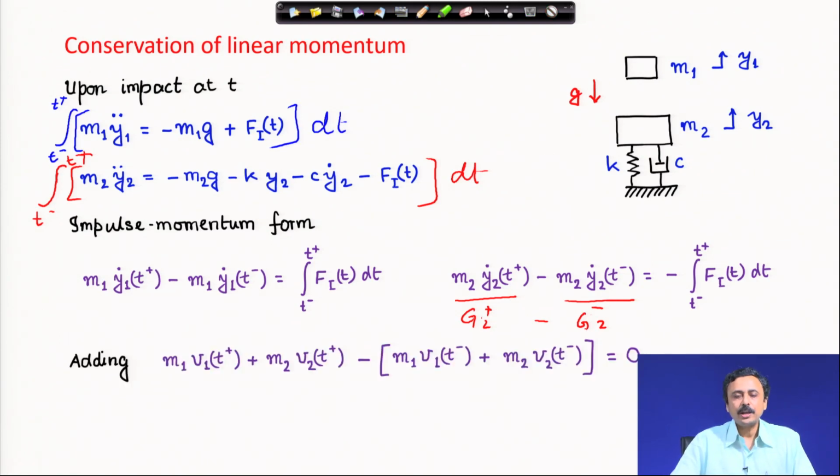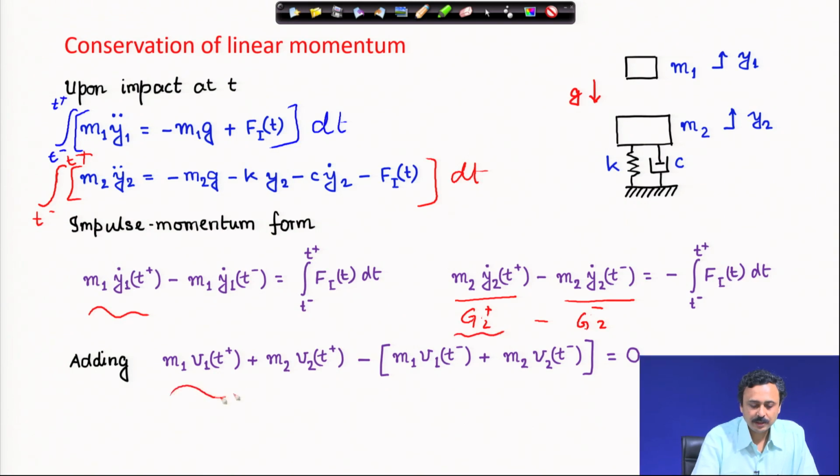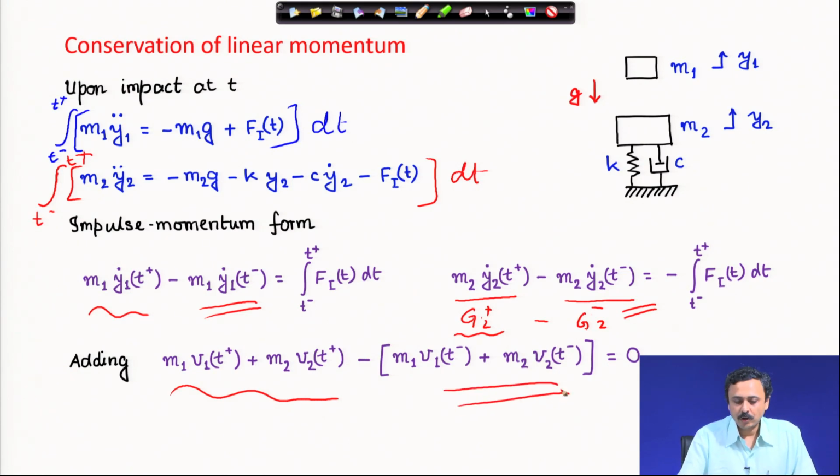If I add these two relations, what I have just now written, then m1 v1 at t plus, plus m2 v2 at t plus, I have collected these two terms here and this term here. On the right hand side you will find that it is the integral of f_i from t minus to t plus with opposite signs. So, when I add, it cancels out.